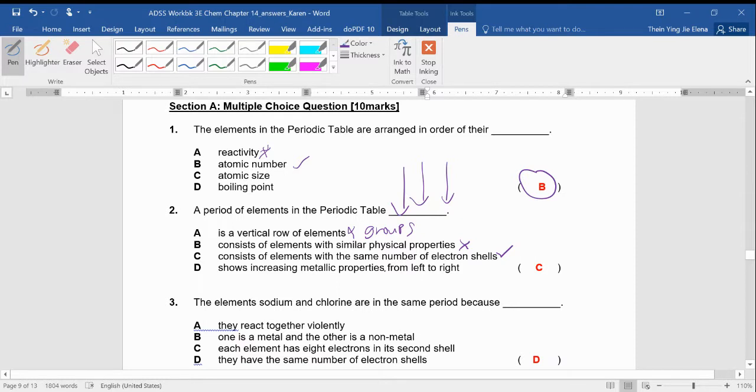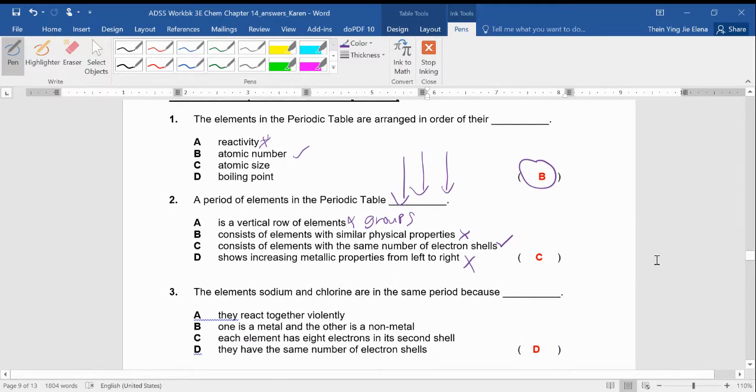Shows increasing metallic properties from left to right. So that's not true, because from left to right, it becomes increasingly non-metallic. So D is also not true. Let's move on.